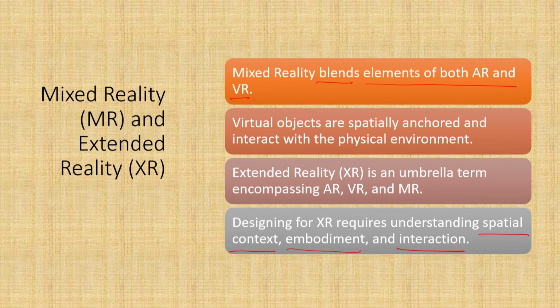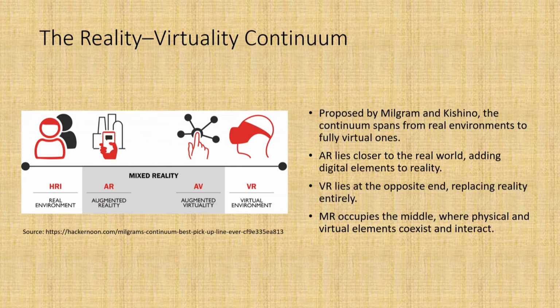So, you need to understand three things to be able to design for these sorts of AR, VR and MR environments, which is spatial context, that is how the space is laid out and how you interact with space, how you embody different objects in these alternative environments, and how you interact with these objects. So, having understood all these terms, now we can talk about a continuum of reality and virtuality.